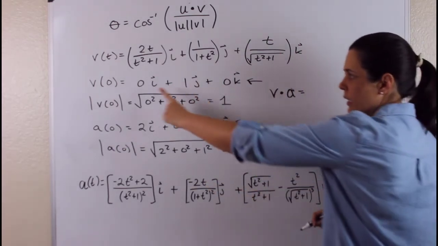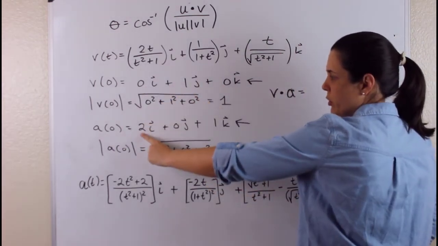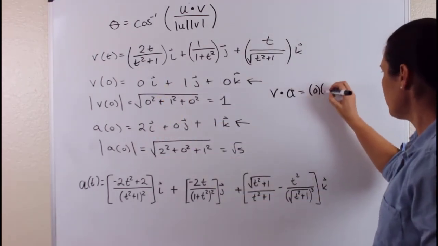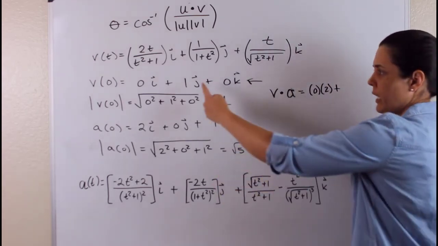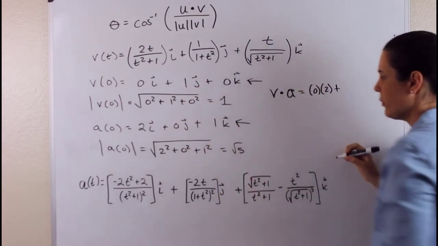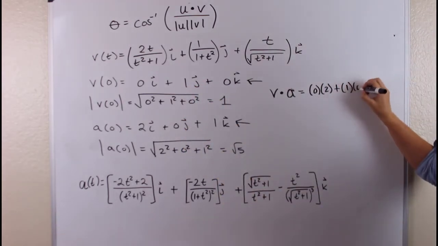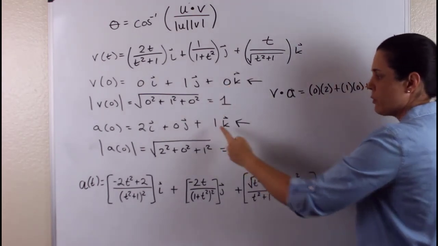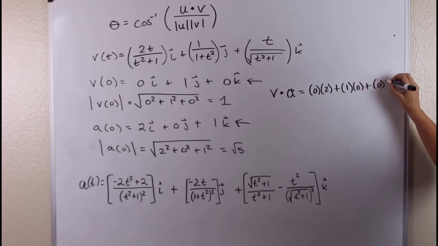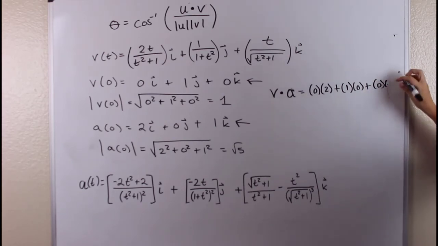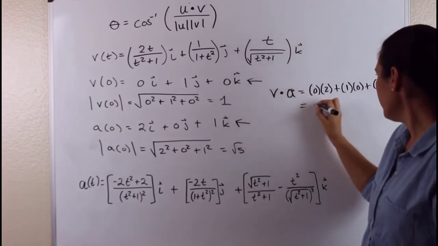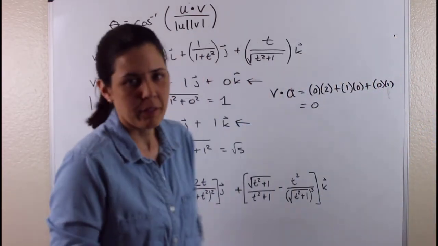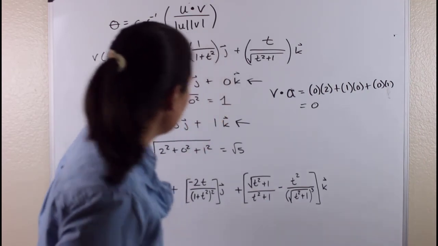So dot product, 0 times 2. The i components multiplied. Plus the j components multiplied, 1 times 0. And then plus the k components multiplied, 0 times 1. Okay, so that gives us a total of 0. Alright, a lot of work to get a 0, but that's a valid answer. Okay, so that's our dot product.